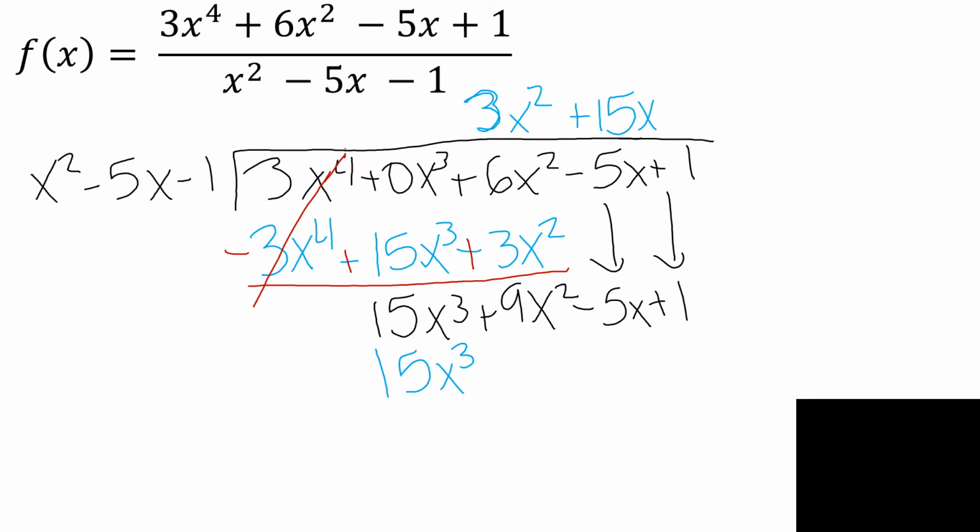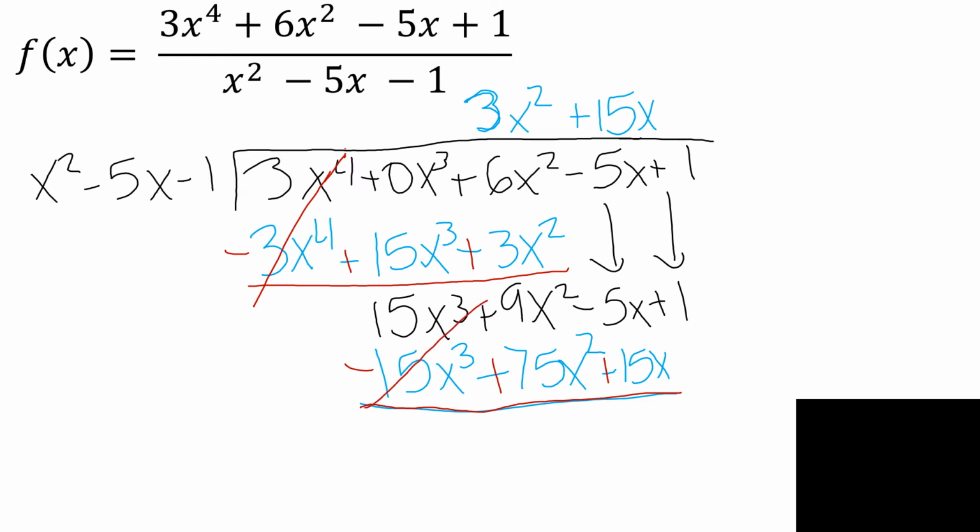15x times negative 5x is negative 75x squared. 15x times negative 1 is negative 15x. And then I will distribute my negative. My 15x cubed will cancel.